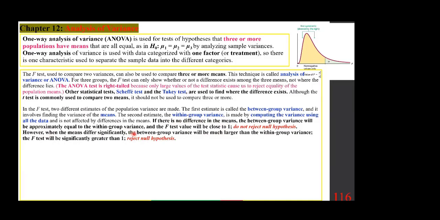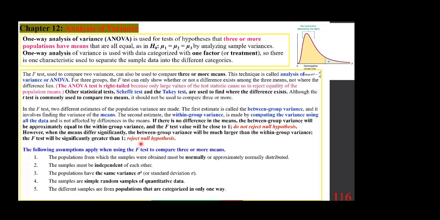If there is no difference in the means, the between group variance will be approximately equal to the within group variance, and the F-test value will be close to 1. Do not reject the null hypothesis. However, when the means differ significantly, the between group variance will be much larger than the within group variance, and the F-test will be significantly greater than 1. Reject the null hypothesis.